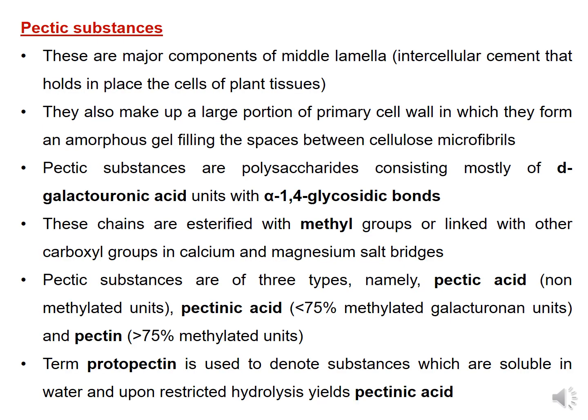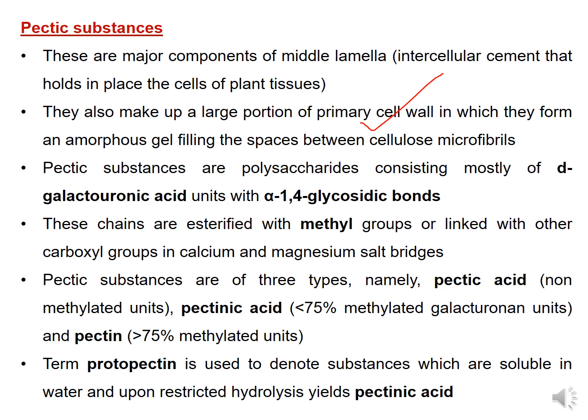And coming to the second one, the pectic substances, we can find these pectic substances in the middle lamella. That middle lamella is rich in pectic substances. So these are the major components of the middle lamella, which connects all the cells together in a tissue. They also make up a large portion of the primary cell wall, in which they form an amorphous gel filling the spaces between cellulose microfibrils.